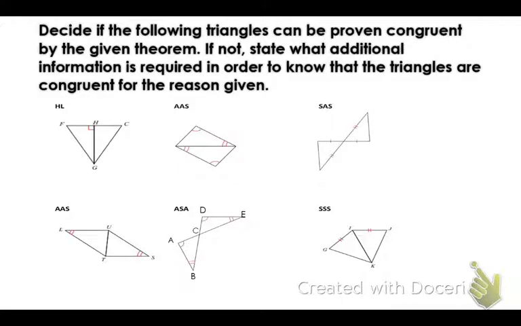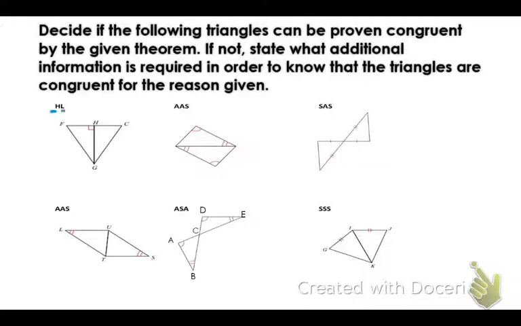So in this section, decide if the following triangles can be proven congruent by the given theorem. If not, state what additional information is required in order to know the triangles are congruent for the reason given. So like in this first one, it's asking, do we have hypotenuse leg? If we do, then you would say yes. If we don't, then you tell me what we need in order to have hypotenuse leg. So you need to look at what you have in order to figure out what you don't have.